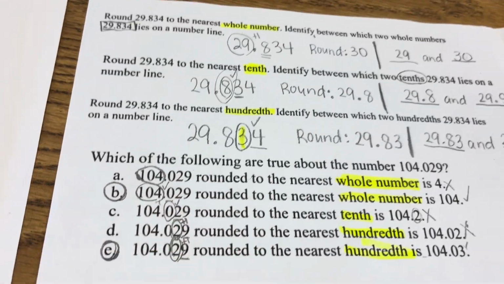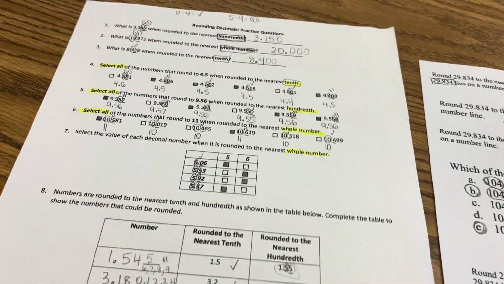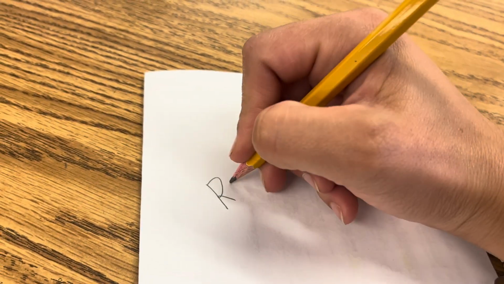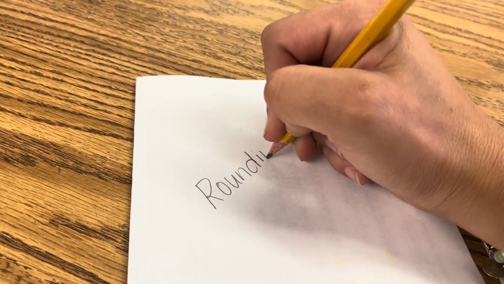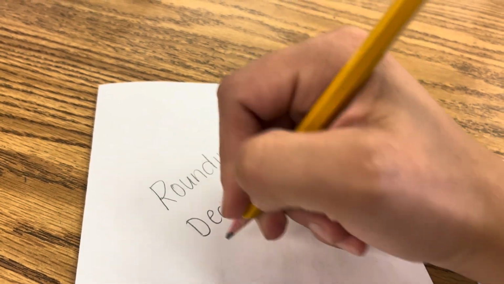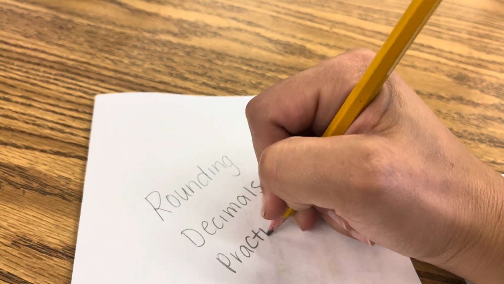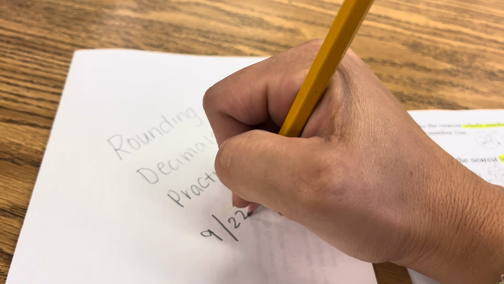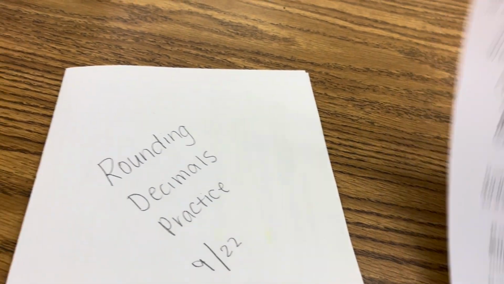Okay, so at this point, you have a full piece of paper, and this would be cut in half, so you only have this part. I'm going to ask you to take the full piece of paper that you have and fold that in half for me. You're going to glue this on the very next page that you have. And I'm going to ask you to label this as rounding decimals practice. You can throw the date on here. It should be 22. Mine's not cut in half, but yours would be.